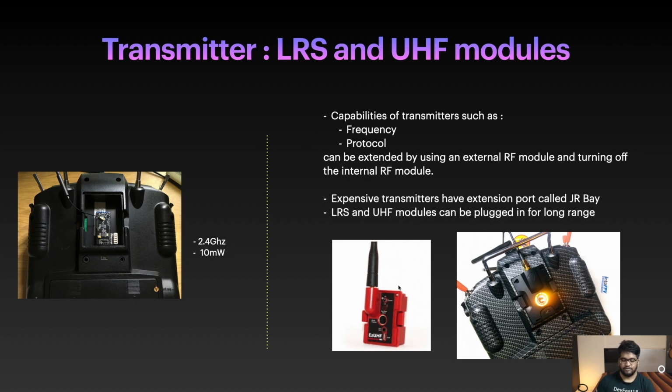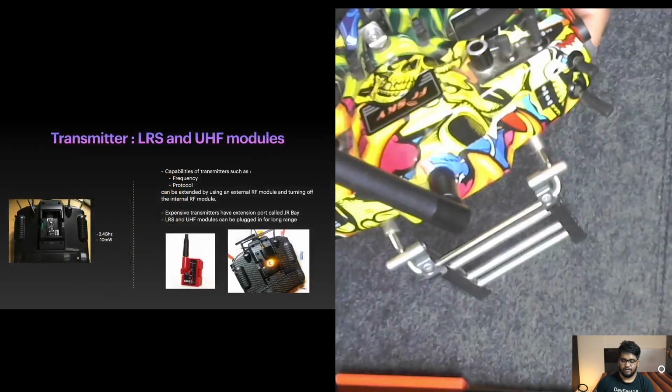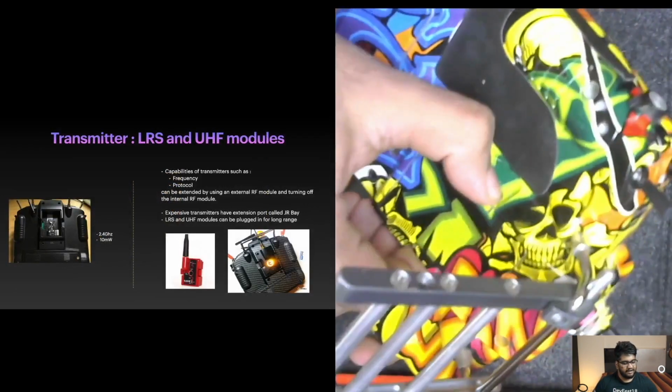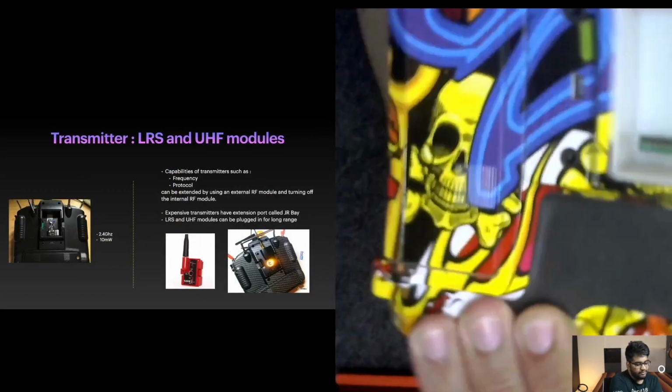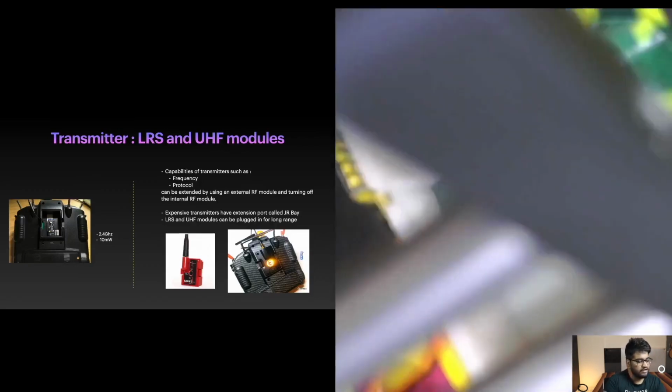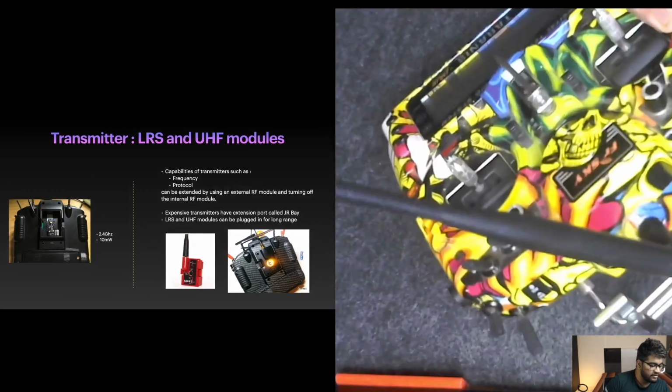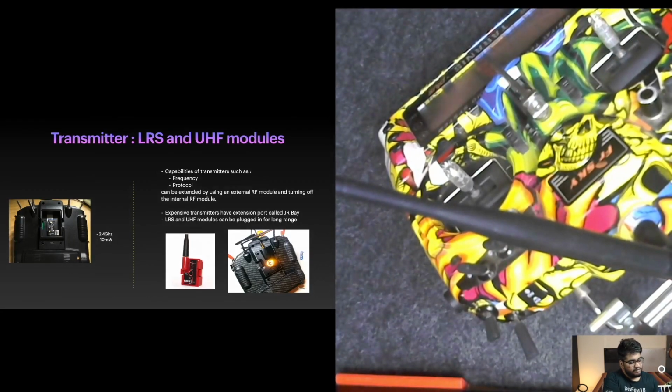So this is the kind of module I'm talking about. You can see in the photo, this one is Easy UHF by a company called Immersion RC. It's an ultra high frequency module, and this is a Team Blackship Crossfire, an LRS module, or long range system module as it's called. So on the back of the transmitter, I'll show you on my transmitter, you have a port which you can open up, and you can see there are some pins on which the external modules can be connected, and this increases the range and it increases the capability.